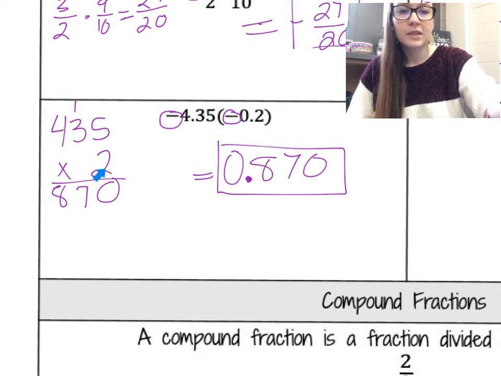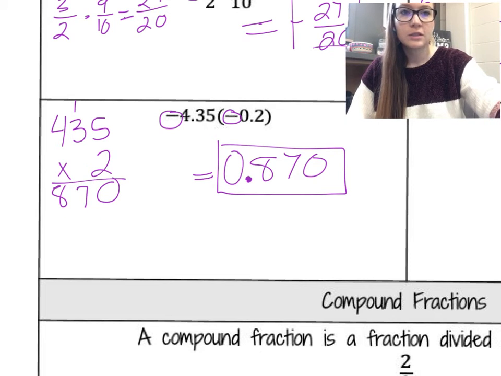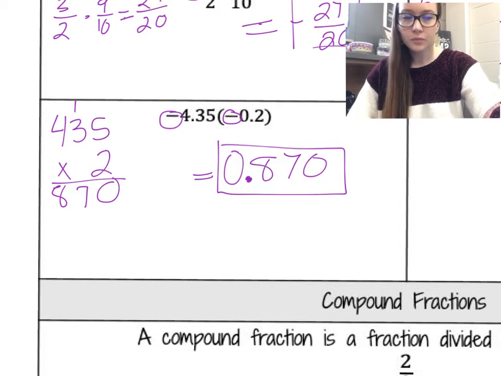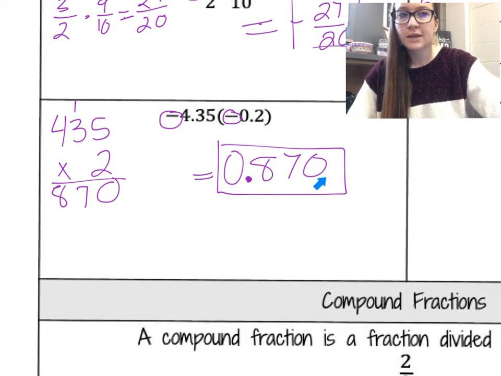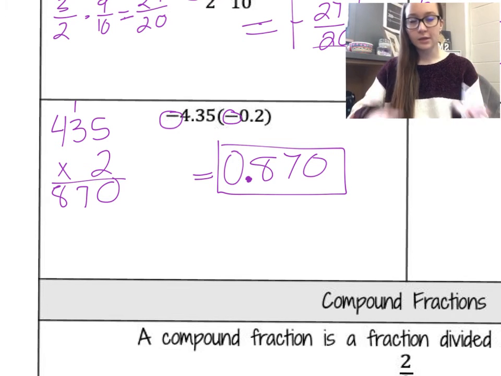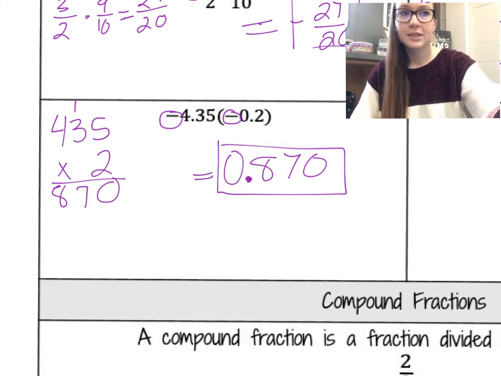So I just multiplied the numbers together without the decimals, and I got 870. Then I counted that there's 1, 2, 3 numbers that come after a decimal in the original problem. So I started at the end of 870 and I went back 3 spaces. That's where my decimal point went. It's a negative times a negative. Those are the same sign. So my answer is positive, positive 0.870.